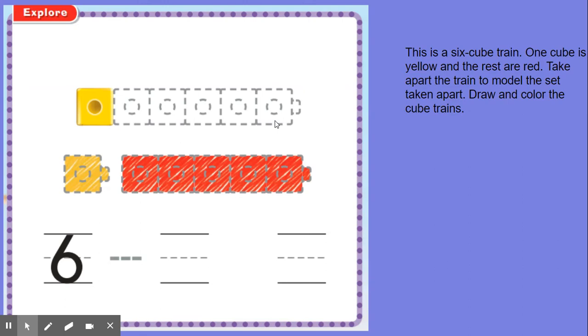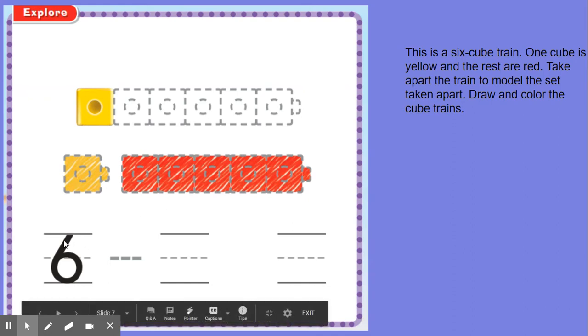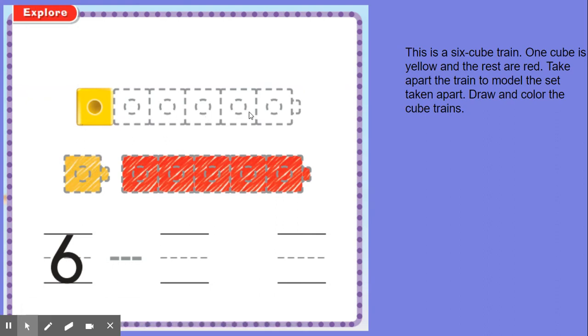So, like I said, this is a 6-cube train. Now, Ms. Blanks already colored in her cube train. Then it said take it apart, which means we're decomposing 6. So there are 1, 2, 3, 4, 5, 6. And then I decomposed 6 by taking it apart. So I took apart the yellow cube from the red. Now if you notice here, there's 6 first because there were 6 cubes first. 1, 2, 3, 4, 5, 6.